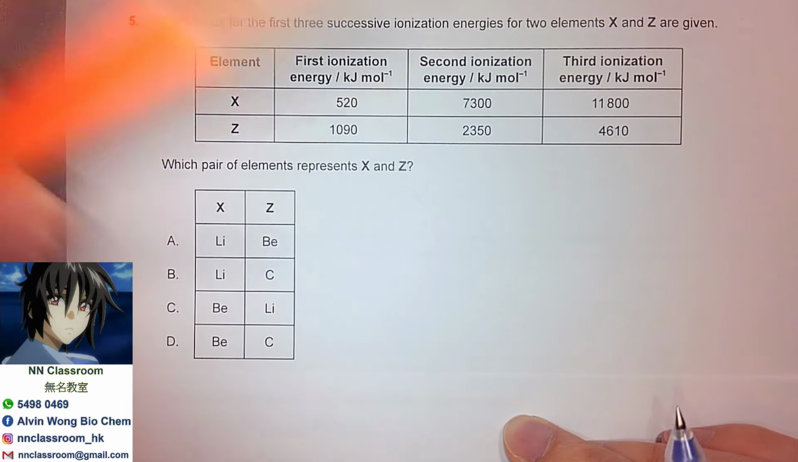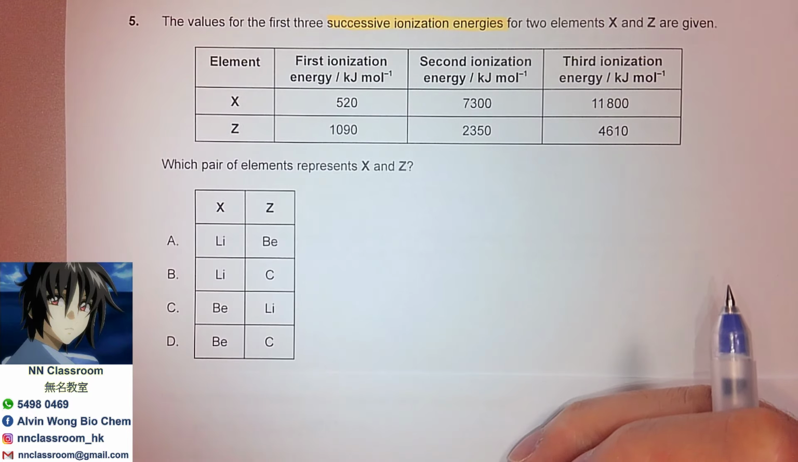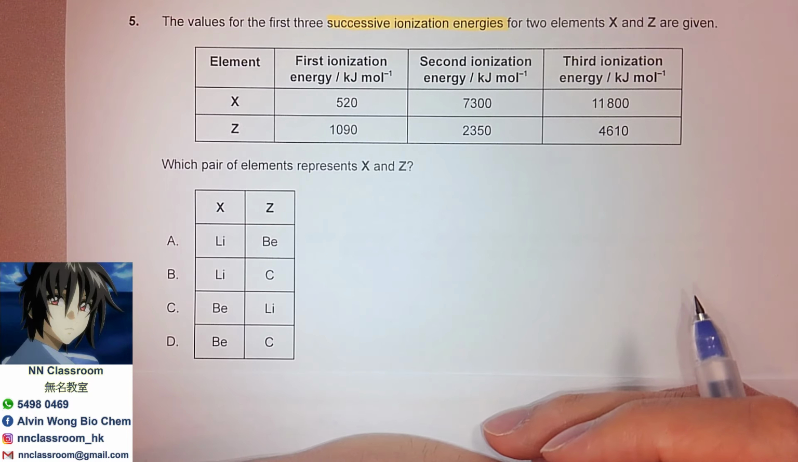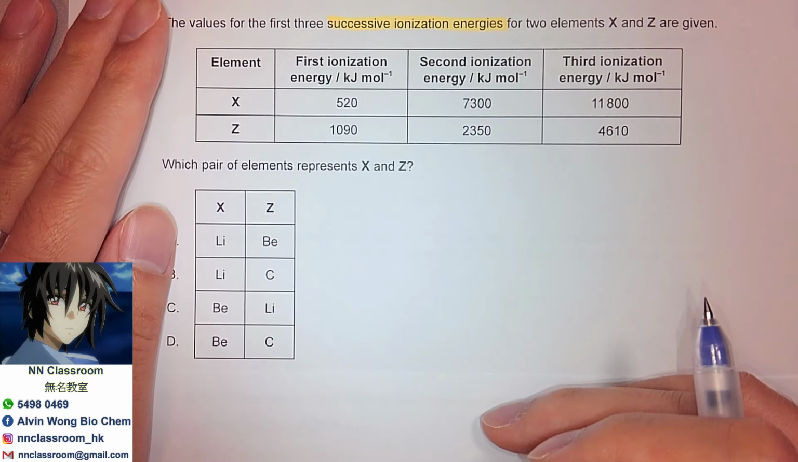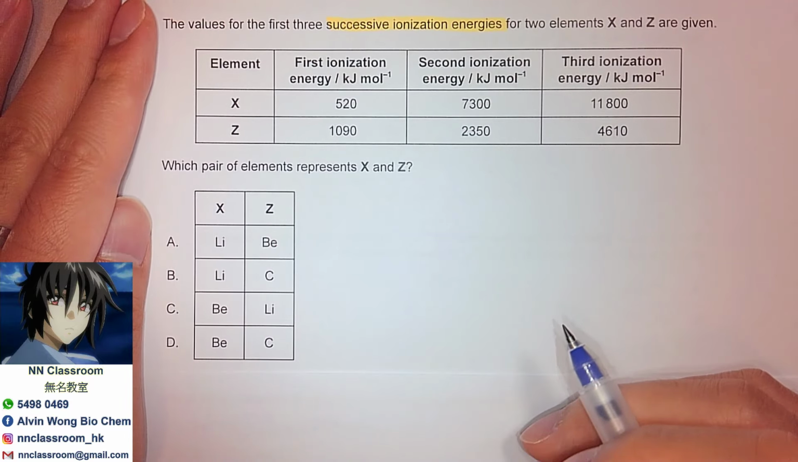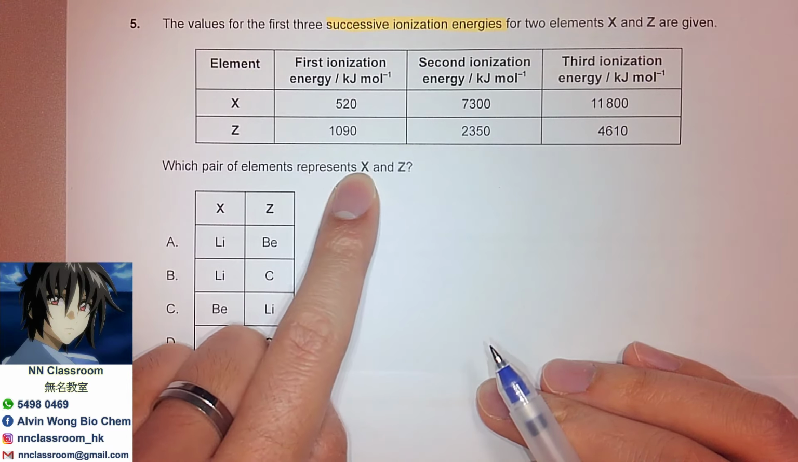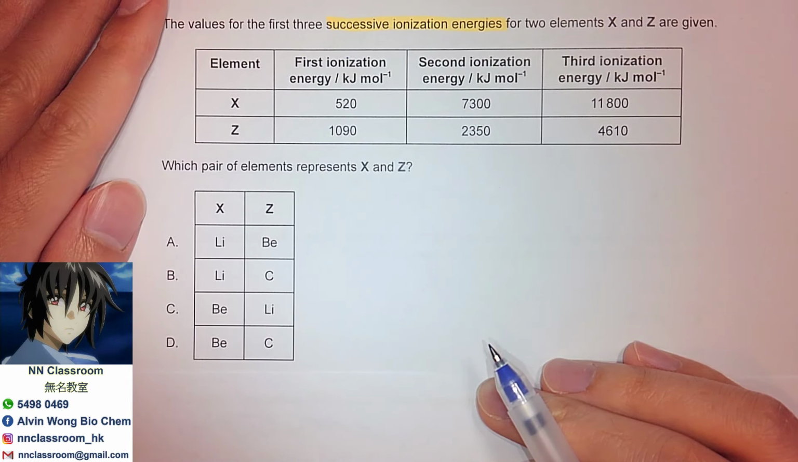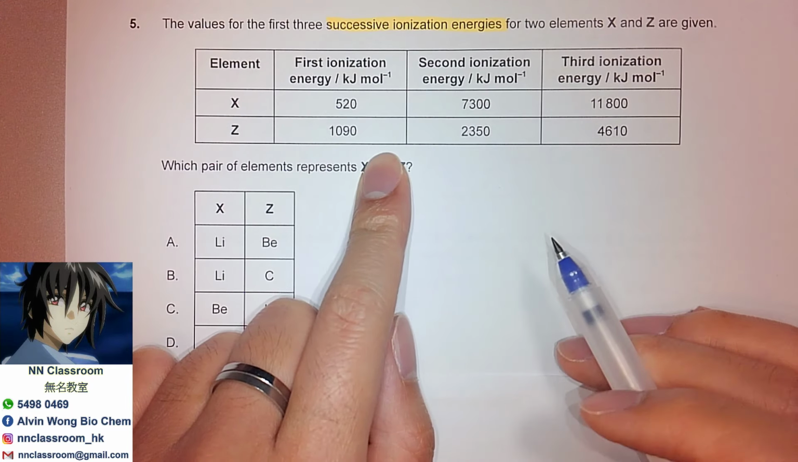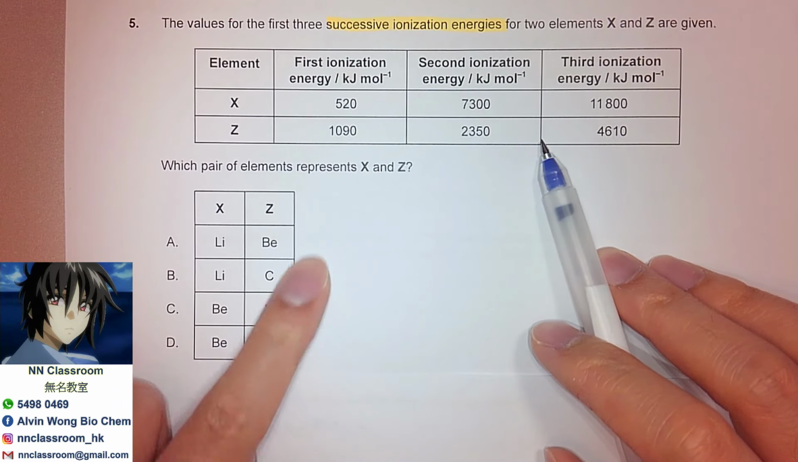I think students should first know what is meant by successive ionization energy. That means I now continuously withdraw 1 electron and 1 electron one by one away from the same element, right? You can see the energy required is always increasing because of the increasing effective nuclear charge. And it asks which pair of elements X and Z can be representing. So obviously this is a question asking whether you can look at the successive IE and judge the group number of these elements.